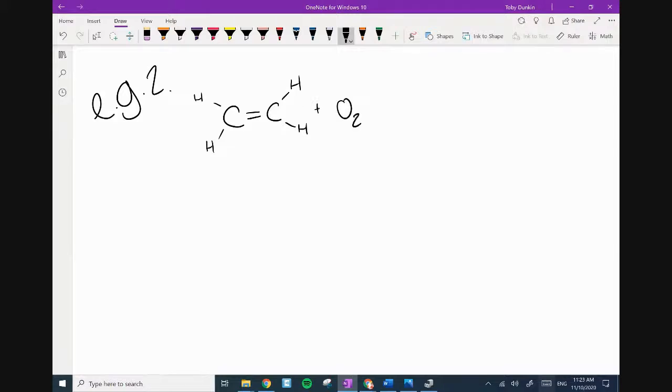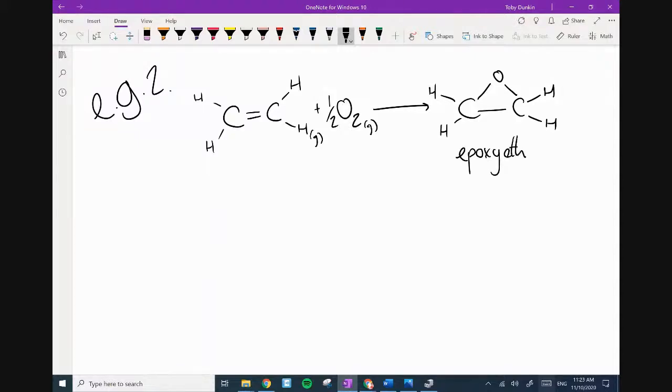If I take ethene plus oxygen, both gases, and react them together, I want to form what's called epoxy ethane. I want to form this guy. Can I just point out that this is a very famous reaction. This is epoxy ethane. Isn't that cool? A long lost family, the epoxies.